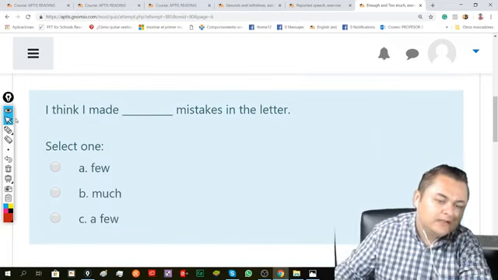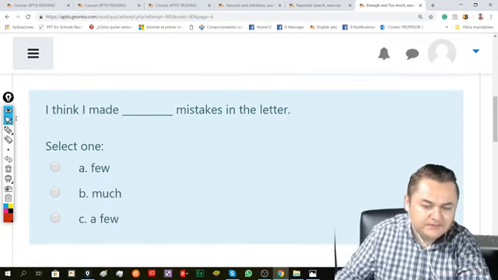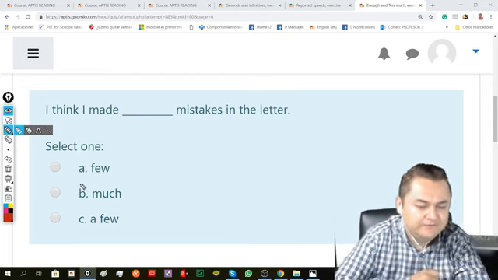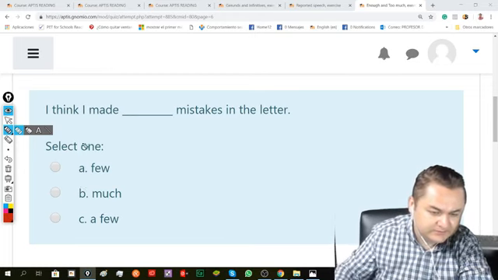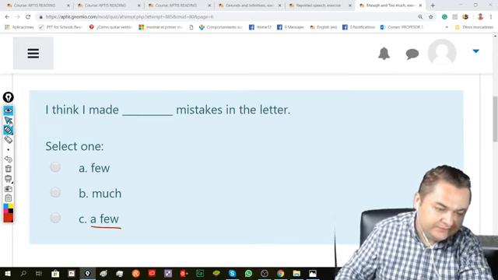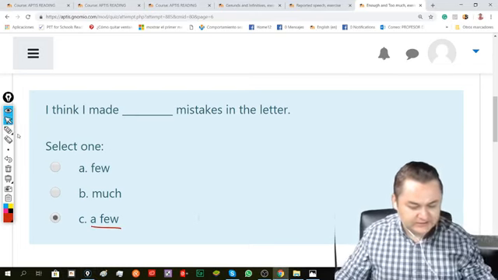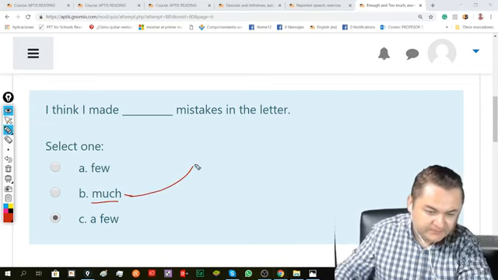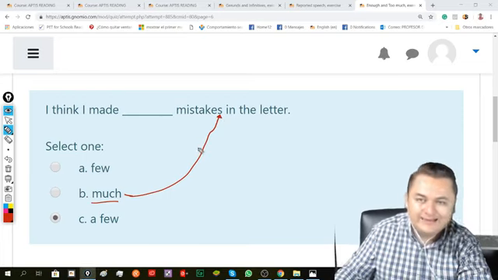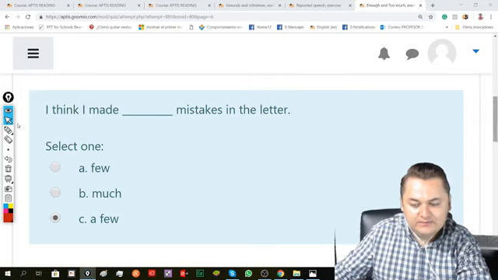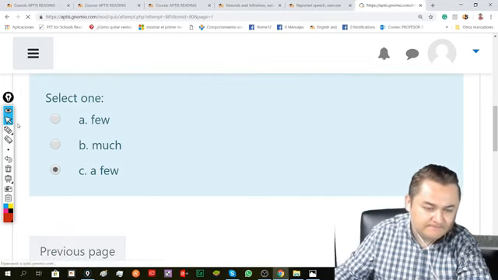And here, I think I made, and then mistakes in the letter. I think I made a few mistakes. I made few mistakes is not possible, because when I talk about a small portion, a small number, I should use a few. I made a few mistakes in the letter. Much is not possible either, because if I have much, the next word can't end in S. So I think I made a few mistakes in the letter.